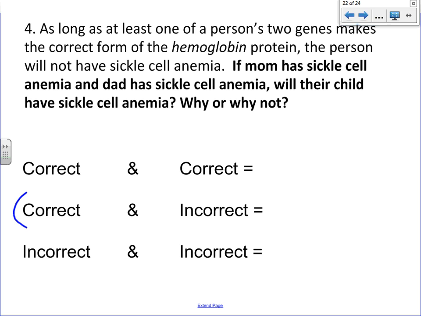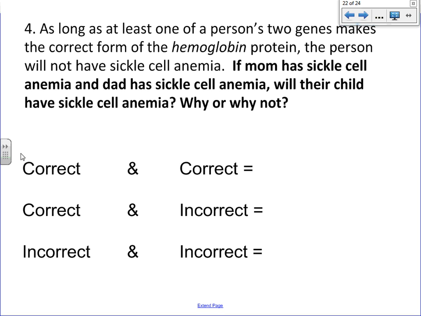And people say, well, what if your mom gave you the correct one and your dad gave you the incorrect one? Or what if you flipped it and your dad gave you the correct one and your mom gave you the incorrect one? It's the same thing either way. Most of your genes do not care which one came from your mom and which one came from your dad. So really, we only have these three options here.